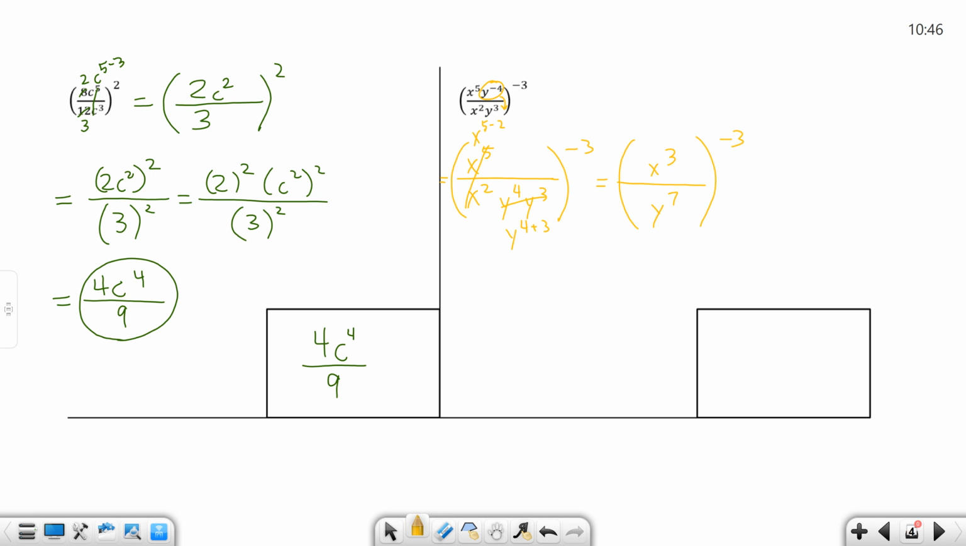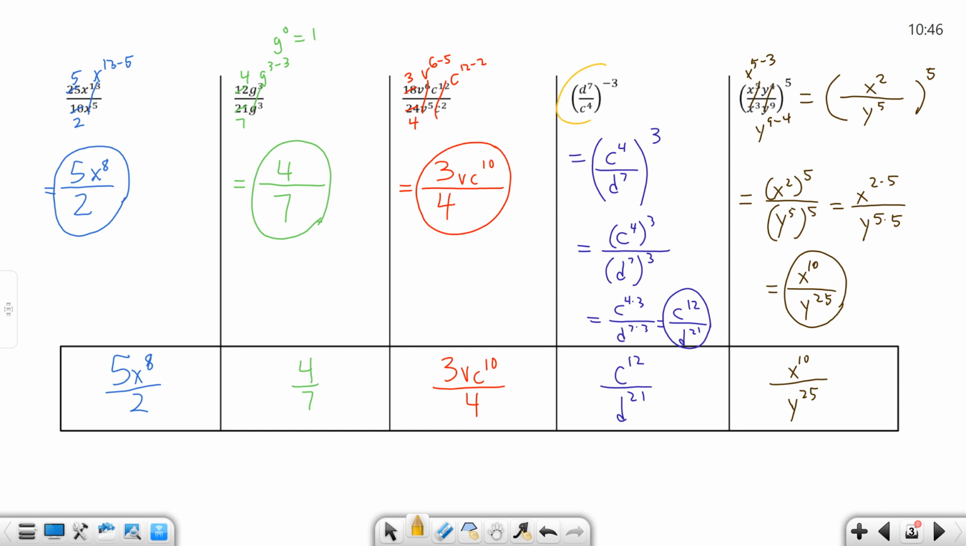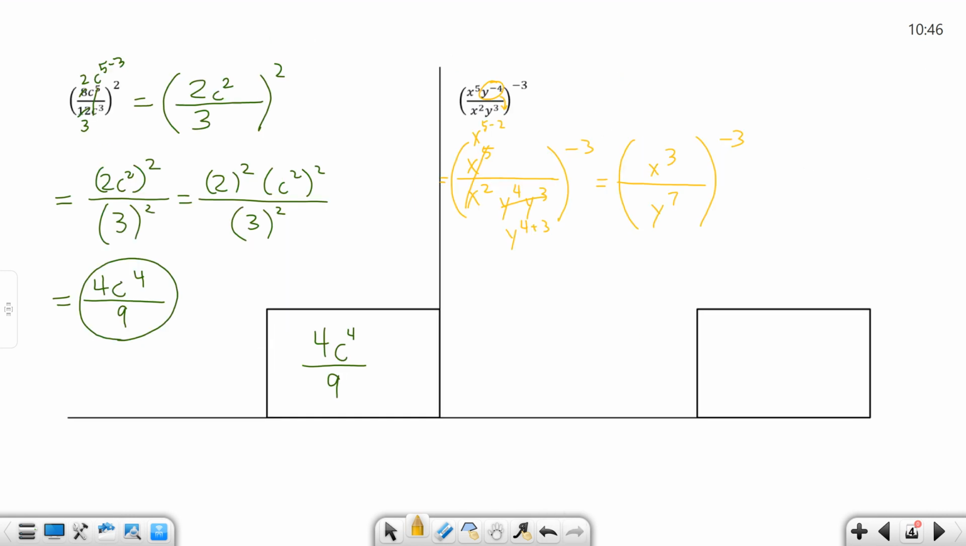Now this problem looks just like this one did when it started, right? And what did we do? We took this and made it positive, and we flipped that right there. So guess what we're going to do over here now? Now that we've done all that work, we're going to take this and flip it and make this positive.